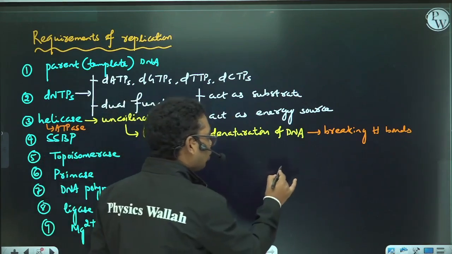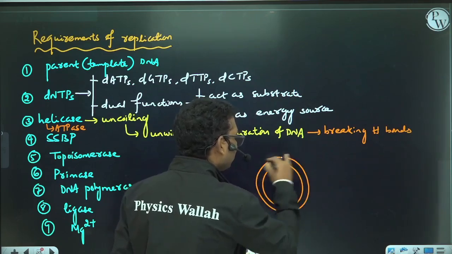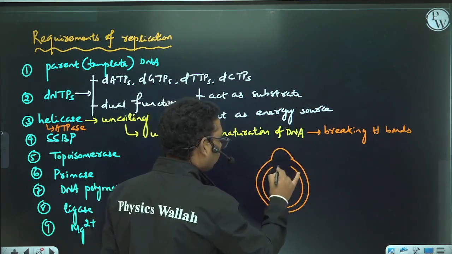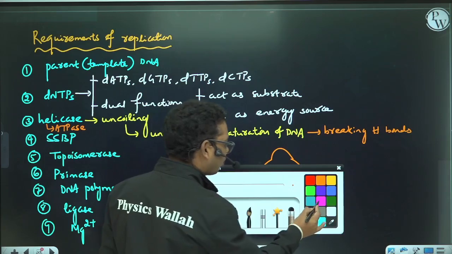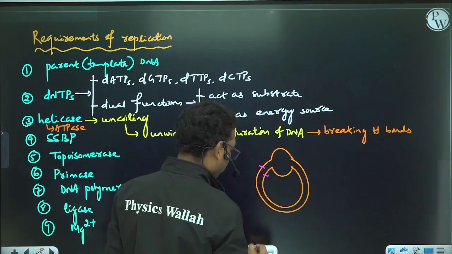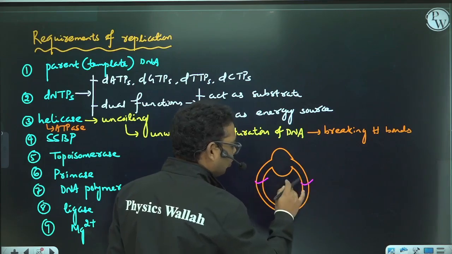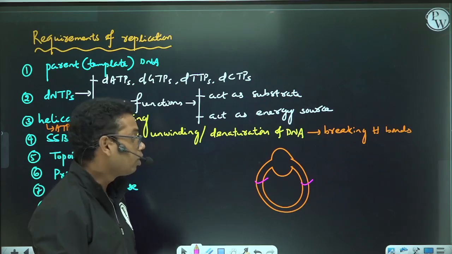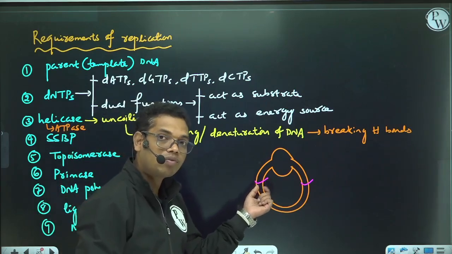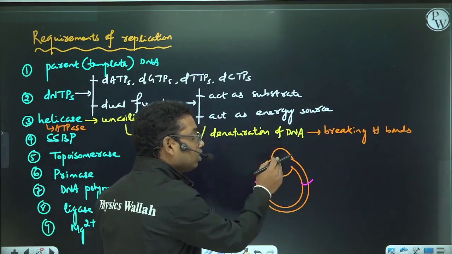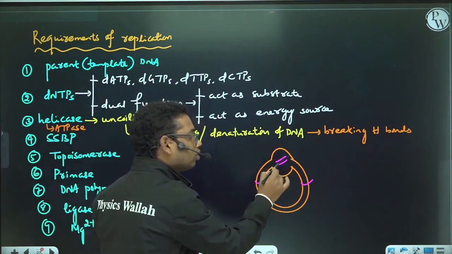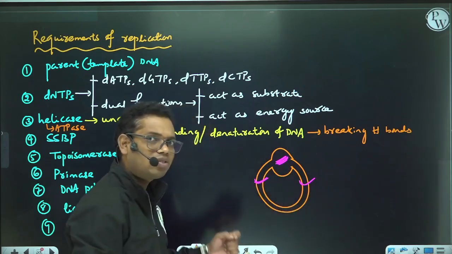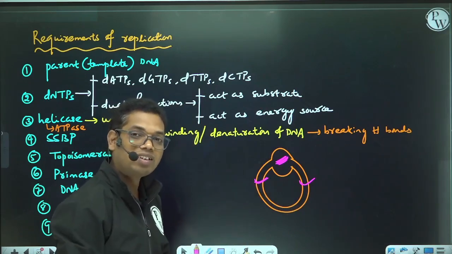Suppose this is a double strand DNA. If I allow the denaturation of the DNA in this area, then what will happen? In this area and in this area, there will be further coiling. Extra coiling will take place, which is developed due to the uncoiling of this DNA in this region. That extra coiling is known as supercoiling, overcoiling, or tension.